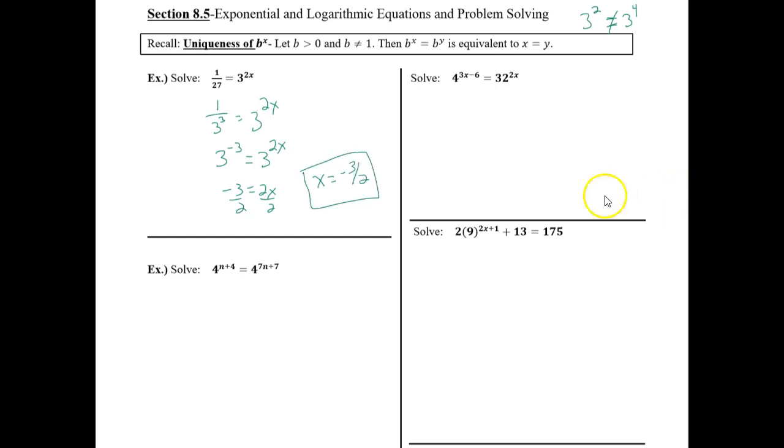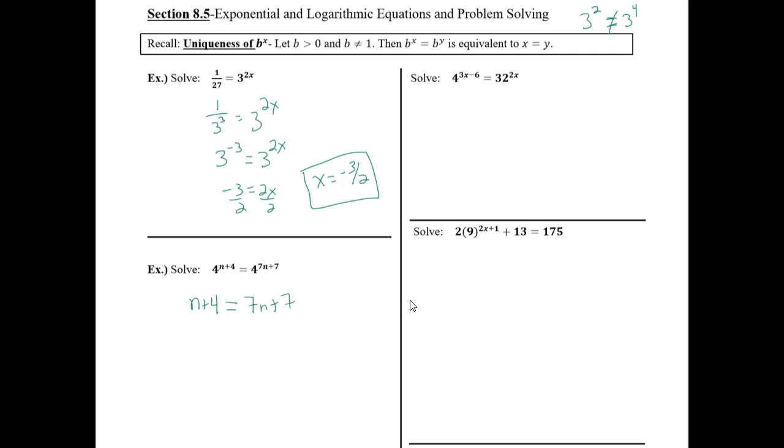This is a type of problem that you can definitely plug that back in and check it to make sure that these two things are equal. In this next example, they already have the same base. This is 4 to the n plus 4 power equals 4 to the 7n plus 7 power. If they have the same base, just set the exponents equal. So n plus 4 has to equal 7n plus 7.